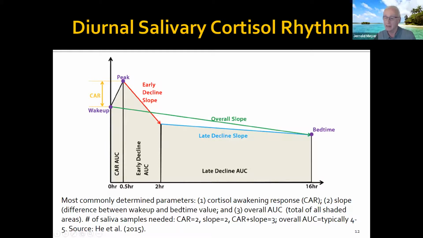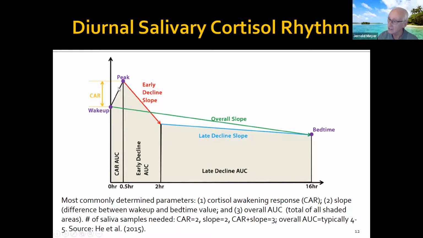So if we collect saliva samples at certain key points in the day, usually people are not collecting saliva in the middle of the night. Usually we're not waking people up in the middle of the night to get a saliva sample. So mostly this is studied as a diurnal or daily rhythm when people are still awake. So if we want to get the CAR, we just need two samples. We get a sample here and we get a sample here.